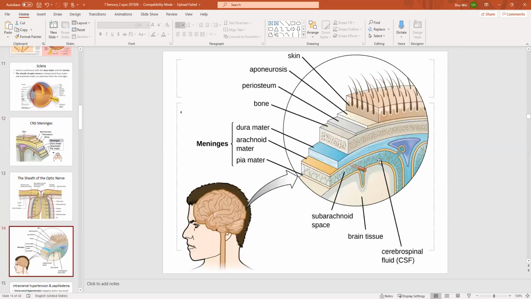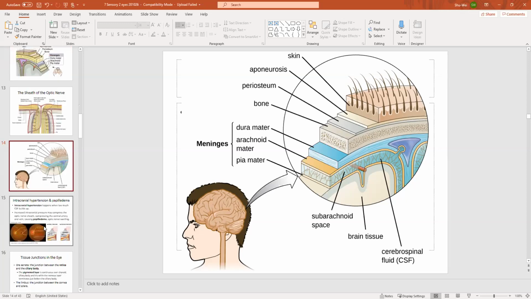What I'm showing here is the subarachnoid space. Underneath this arachnoid, we have this cerebrospinal fluid. This fluid circulates in the brain to the spinal cord, and it also has a connection into the eye. That leads to something very important: anything that happens in the brain can cause a direct effect on the eye.